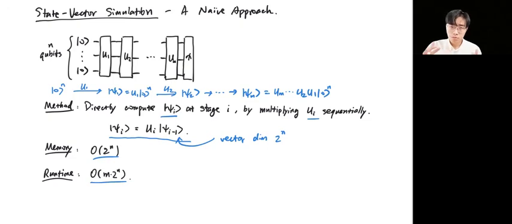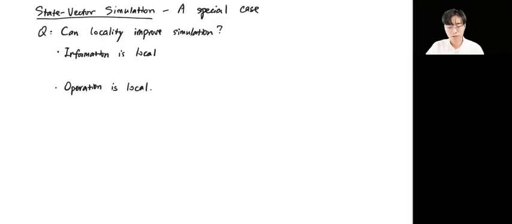But can we do better than this? Well, are there special cases where the memory cost and the runtime cost can be lower? Let's take a look at an extreme example. And the idea is to look into this locality of quantum circuits.